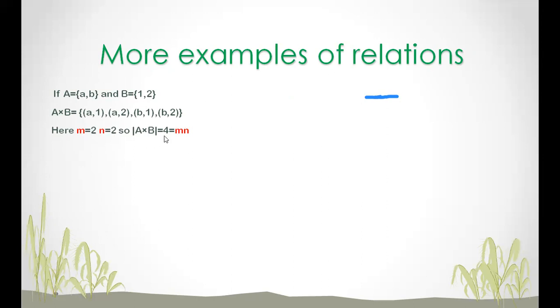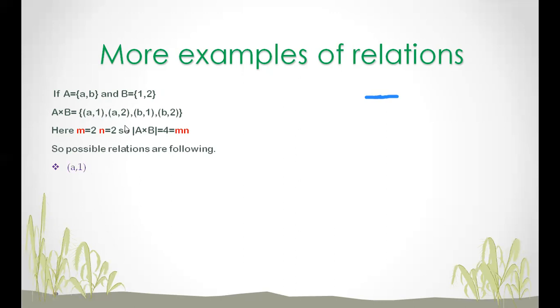So the cardinality of the Cartesian product of A and B is equal to m times n, which is 2 times 2, which is 4. So the Cartesian product of A and B has exactly 4 elements, and you can verify it from here. A cross B has 4 elements: 1, 2, 3, and 4. So this is our cardinality.